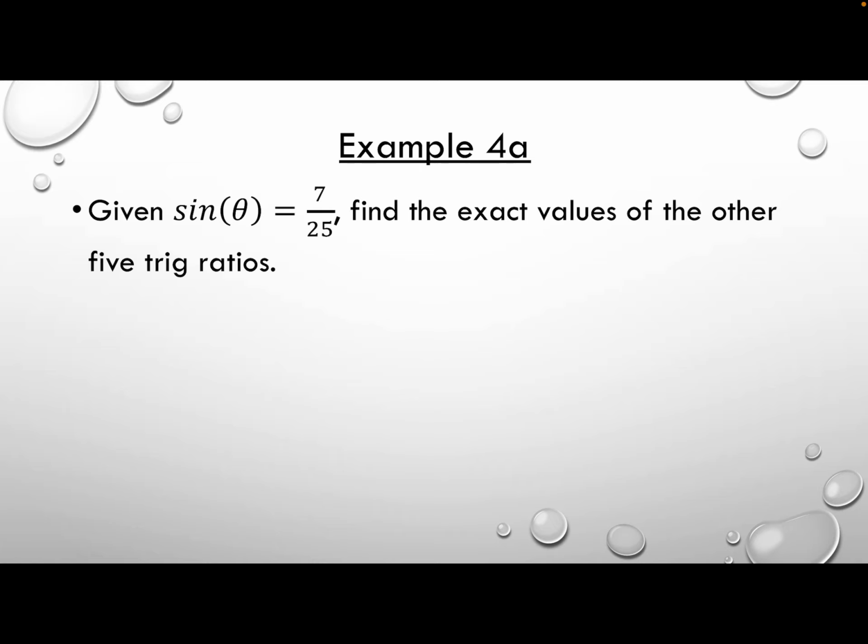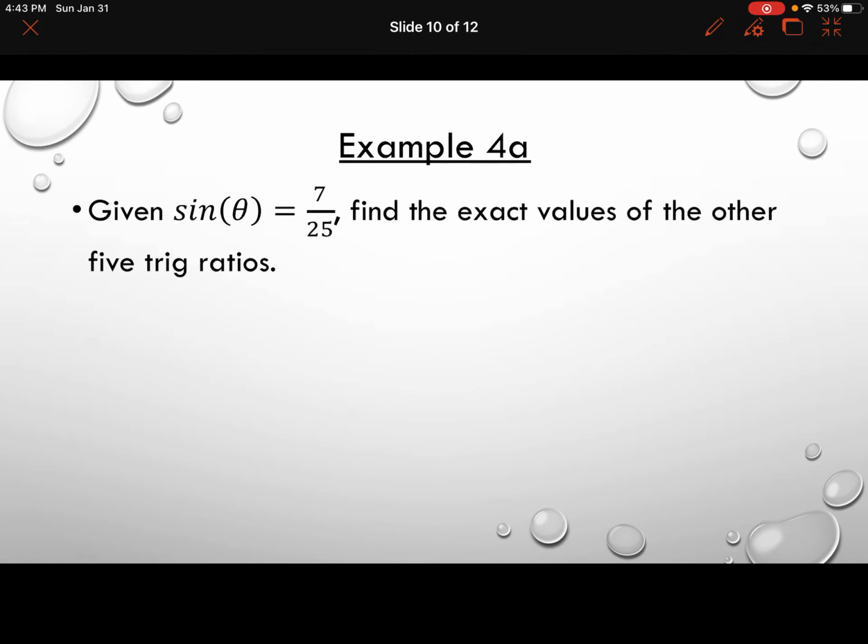At first, given a problem like this, you might have no idea where to start. Well, let's think about this. Remember what sine is equal to. Sine is equal to opposite over hypotenuse. So in other words, this problem has told us that the opposite side of our triangle has a length of 7, and the hypotenuse of our triangle has a length of 25. So we can actually draw our triangle here.